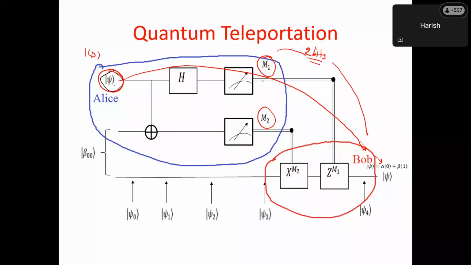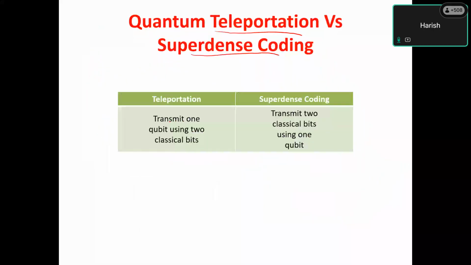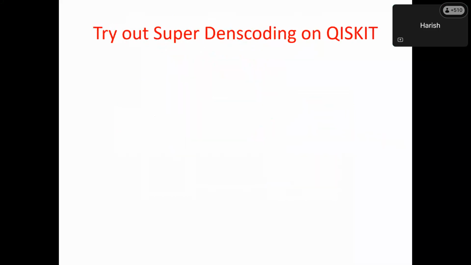The summary is like this. In teleportation, the goal was to transfer a single qubit, so an arbitrary single qubit state is sent using 2 bits of classical information. In superdense coding, just the opposite, we are able to transmit 2 bits of classical information using a single qubit. So these protocols look similar, but the purpose is different, they work in different ways, and different applications are there. So let's try this on Qiskit and see how we can implement it.